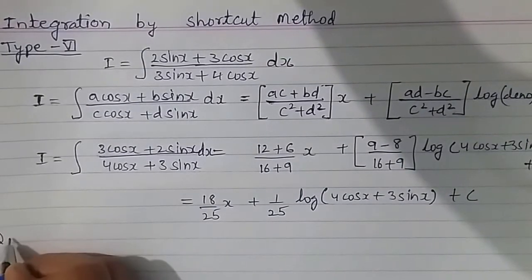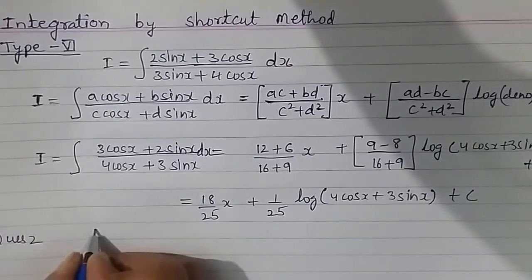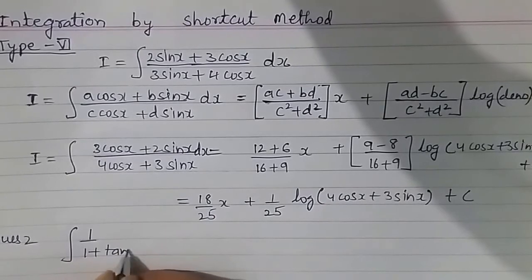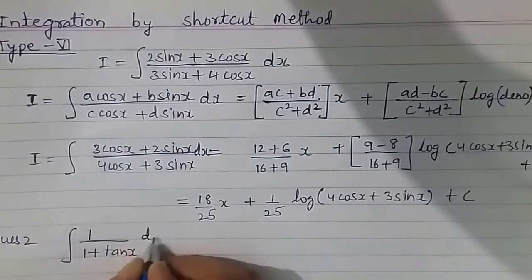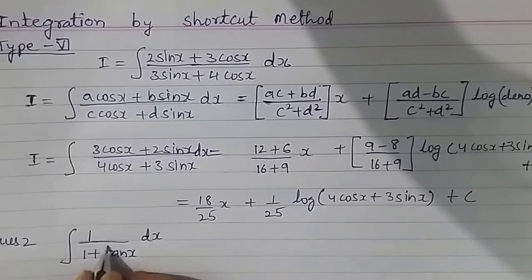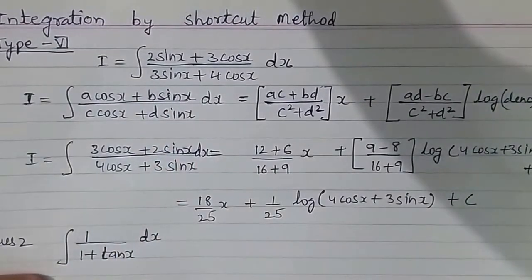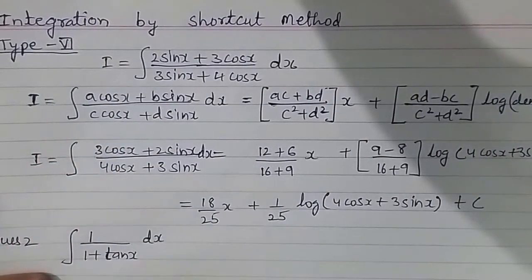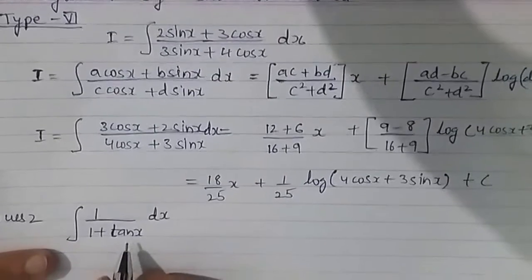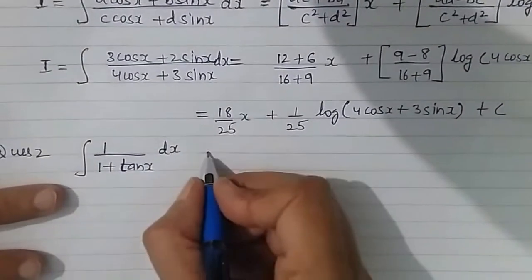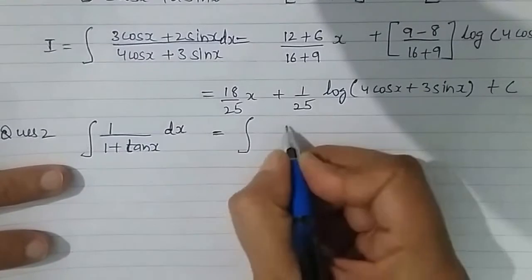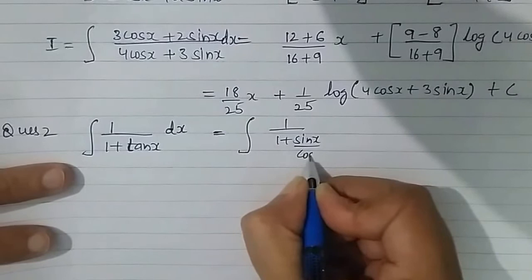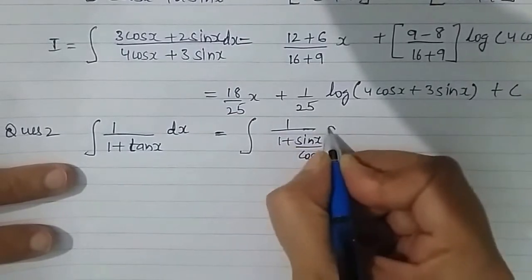Suppose this is question number 2. You have to integrate 1 upon 1 plus tan x. At first you will see that this is not of this type of integral, but this is not the case. Let us make this into our general form and then we will use that shortcut formula. I can convert this tan x into sin x by cos x form. So I can write this as 1 upon 1 plus sin x upon cos x, dx.